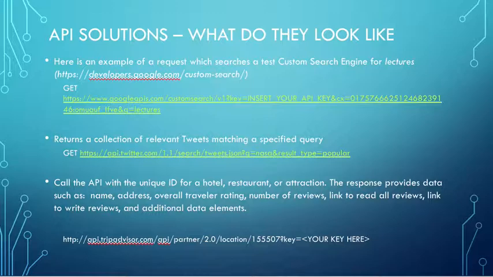The second example would retrieve the collection of relevant tweets matching a specified query. In this case, it will be popular tweets with the keyword NASA. And the third example is related to the TripAdvisor API, TripAdvisor being a popular rating and review site, which can provide you the list of traveler ratings, the number of reviews, and many other pieces of information through this API.